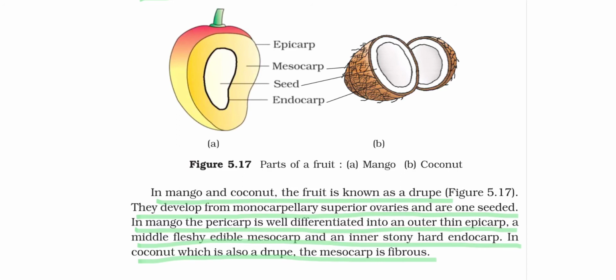In coconut, which is also a drupe type, the mesocarp is fibrous. This is the only difference. So in this way we can differentiate all three layers of the pericarp with the help of this diagram.